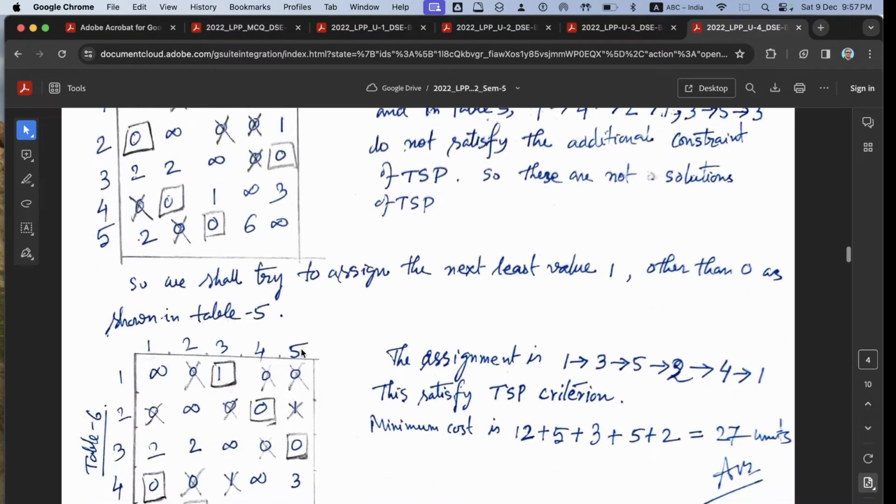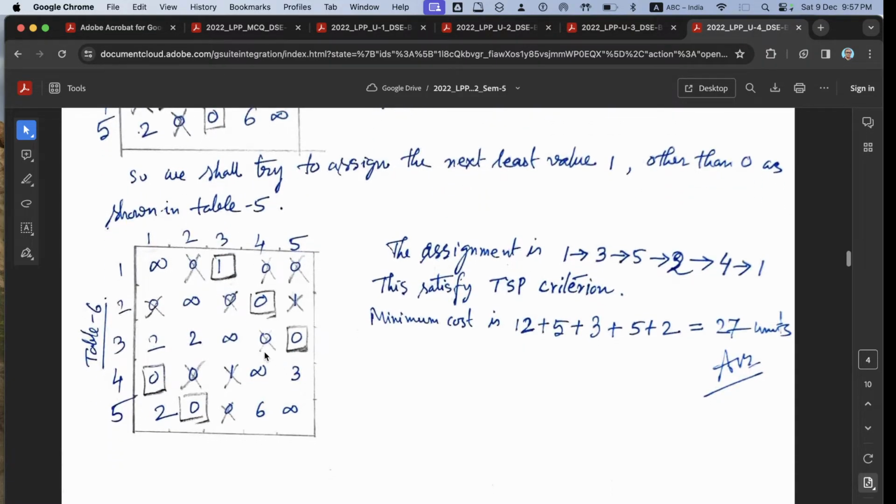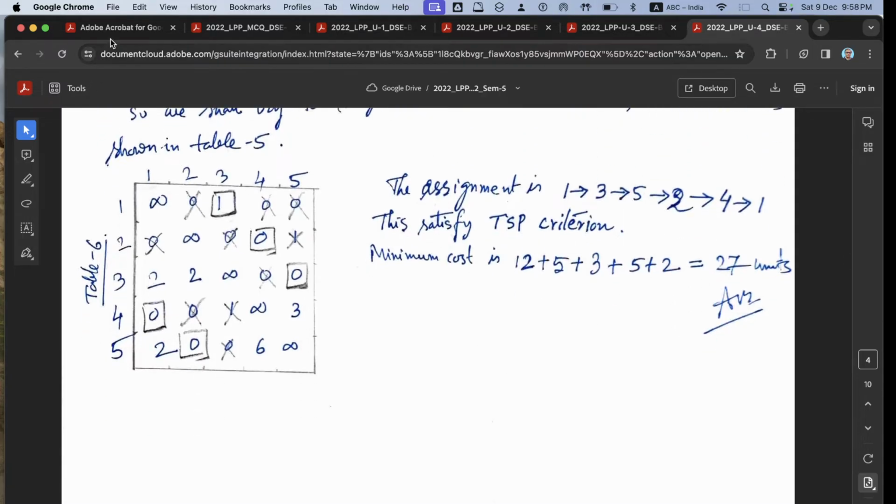So we shall try to assign the next least value, 1, other than 0, as shown in table 5. And the assignment is 1 to 3, 3 to 5, 5 to 2, 2 to 4, 4 to 1, and this satisfies the TSP. Hence the minimum cost is 27 units.